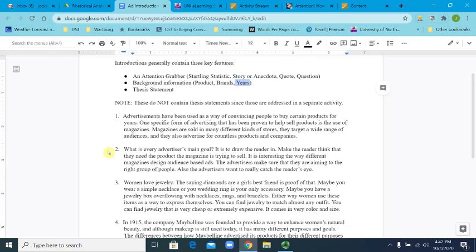It is interesting the way different magazines design audience-based ads. The advertisers will make sure they are aiming to the right group of people. Also, they want to catch the reader's eye." Again, we do not have the background information we need to set up the paper. We are lacking the product, brands, and years.